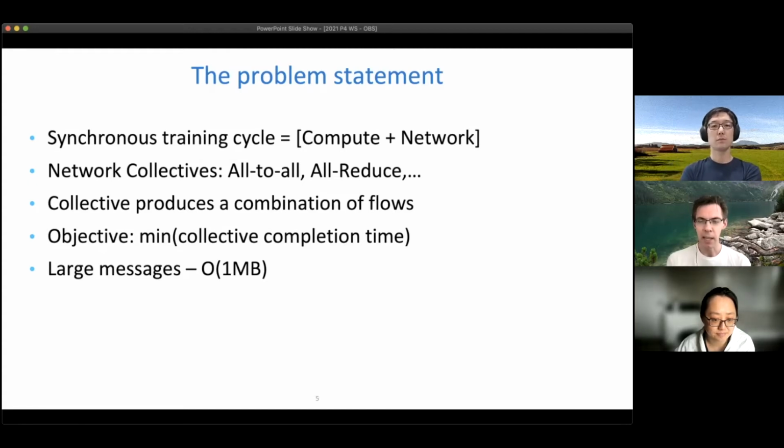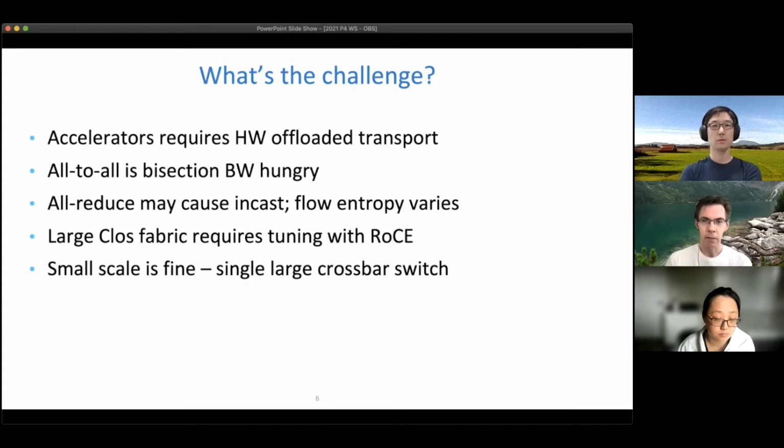I also want to highlight that unlike the HPC applications, what we see right now at the moment is that most of the messages are pretty large, like 1 megabyte at least for the all-to-all exchange, and even larger for all-reduce for gradient exchange. And it's also a specific of the ML applications. Next slide, please. And now the specific challenges that we are seeing in these topologies, right?